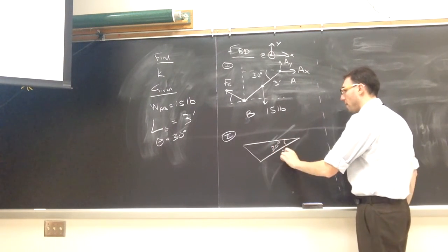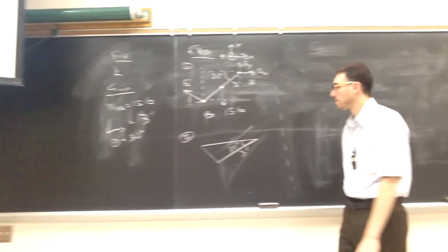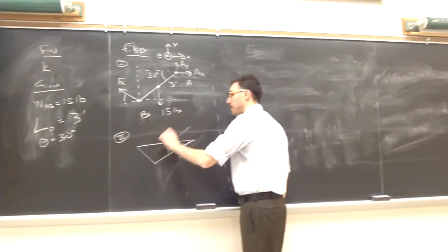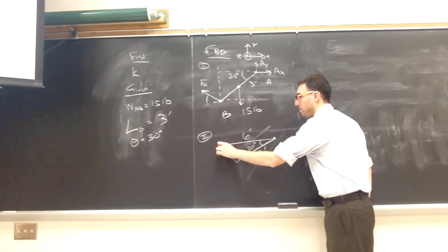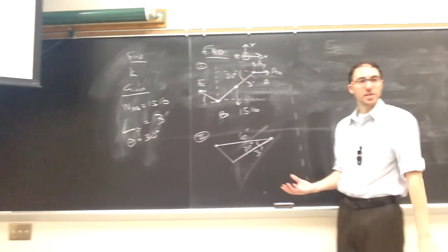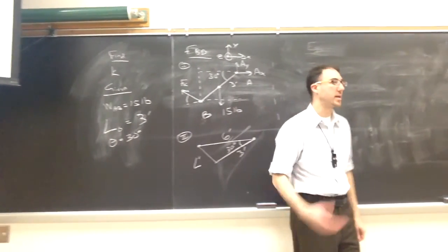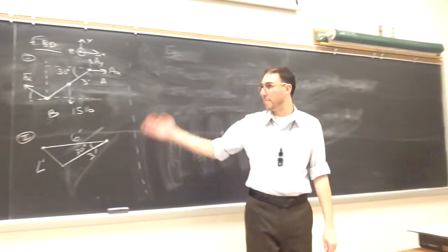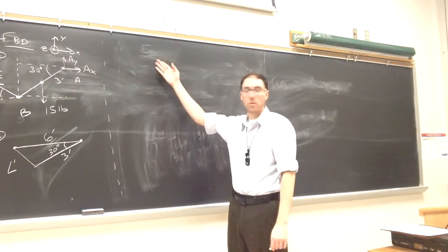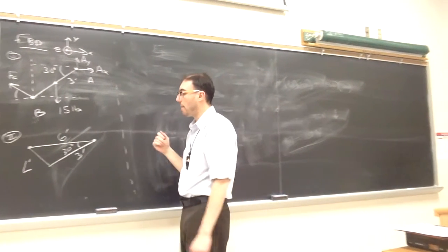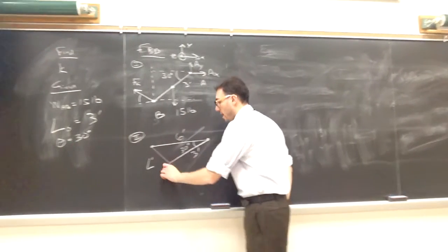So I have the rod I know is 3 feet. I know that this has to be 6 feet. So things I don't know that I will need to know, the current length of the spring, because I'll need that for Hooke's law, which will come later. I wouldn't necessarily need that for the equilibrium equations, though. But I will need that eventually anyway.